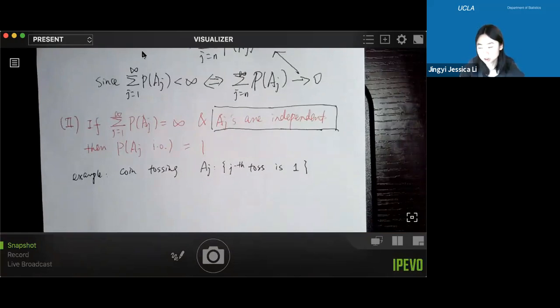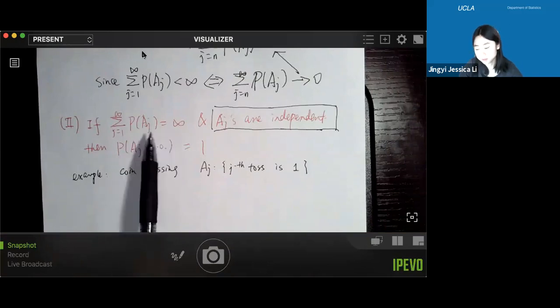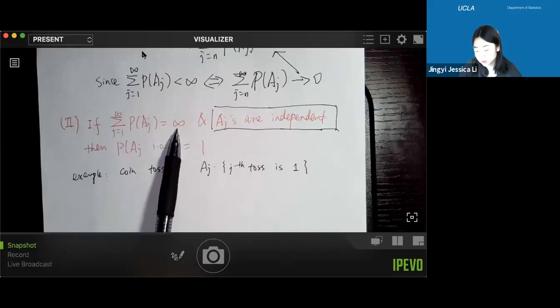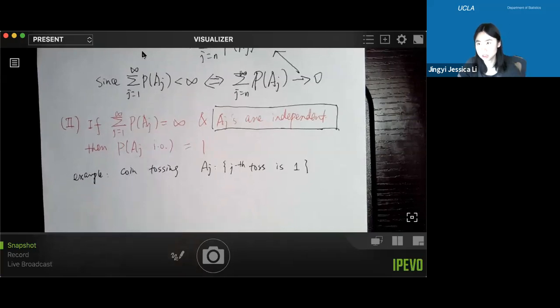In the case of coin tossing, we assume that tosses are independent of each other, right? And what this means is that if the probabilities sum up to infinity, for example if each toss has probability 1/2 to be a head, then this will definitely be infinity. Then I can imagine that in my continuous coin tossing, an infinite number of my tosses will be heads. So that's expected. And why do we need independence? What if we don't have independence?